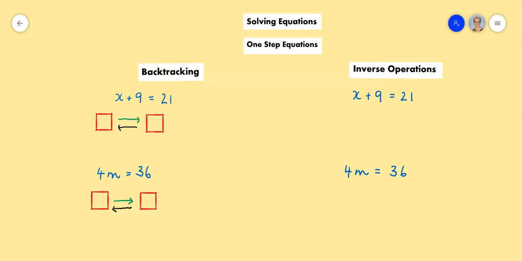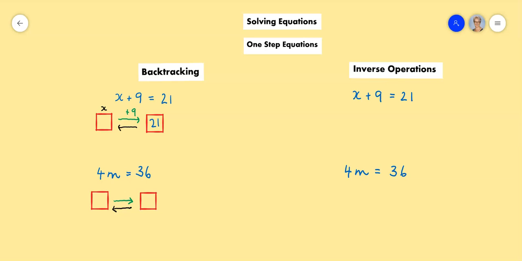First of all, let's look at this one here. x plus 9 is equal to 21. x is the unknown input number. When I add 9 to that number, I get 21. One way we could do this is using a flowchart and then we backtrack. So we're going to put x here as our unknown number. The first thing that we do to x is we add 9. When we add 9, we get 21.